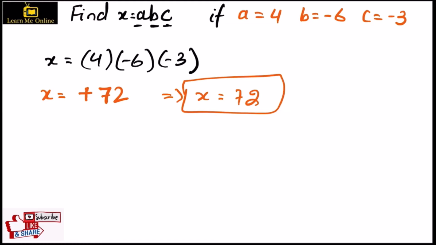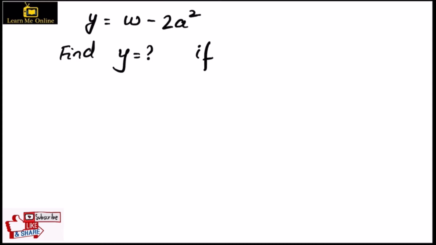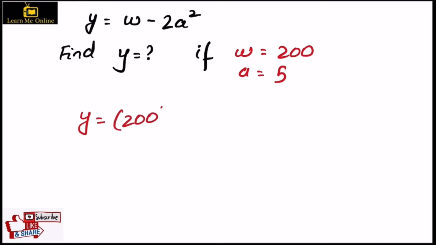Now I'm going to show you the last example. So this is the last example on substitution. Here in this example, we have got the equation given as y equals w minus 2a squared, where we have got w equals 200 and a equals 5. To find out the value of y, we need to replace w. We're going to write it down in a bracket, which is 200 minus 2 times a squared, which is 5 squared. You do the simplification part here now.